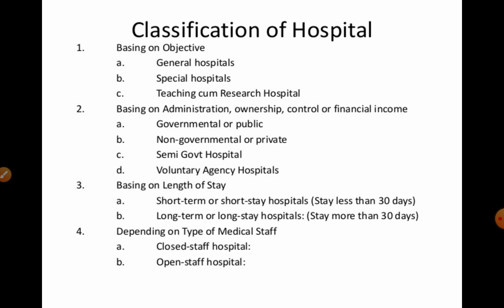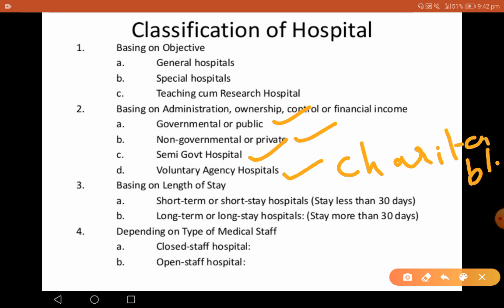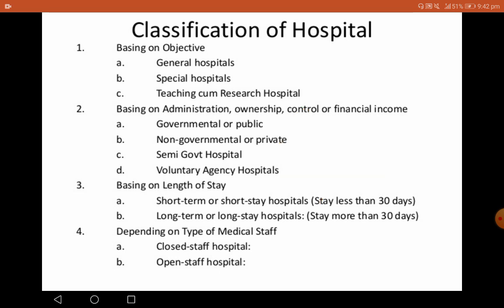Next is the classification based on administration, ownership, control or financial income. Based on this, the hospitals are classified into government, non-government or private, semi-government hospitals, or voluntary agency hospitals, also known as charitable hospitals. So it can be voluntary or charitable hospitals. This is the classification based on administration, ownership, control or financial income.